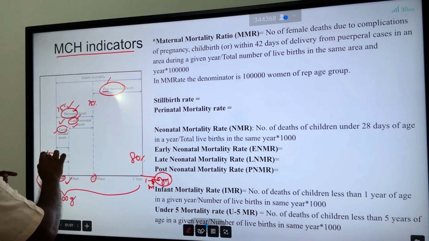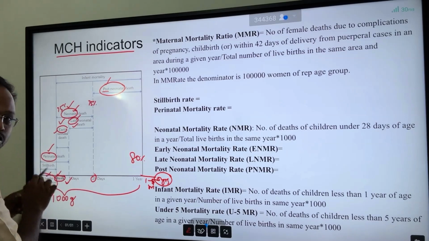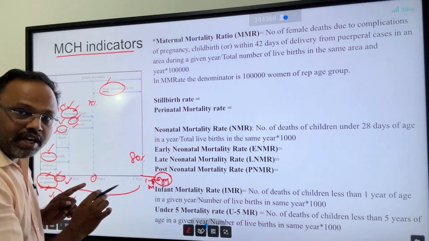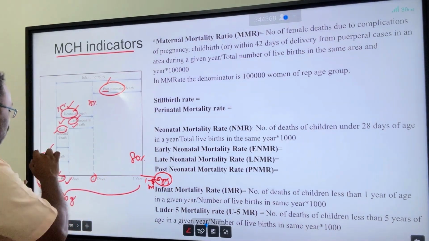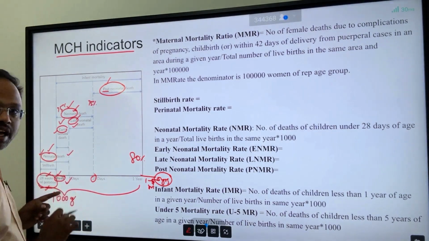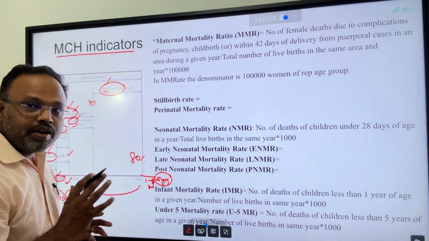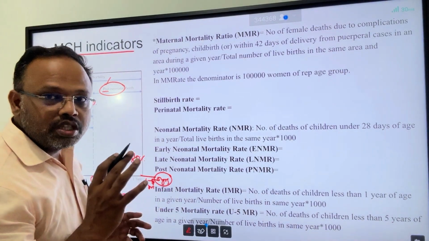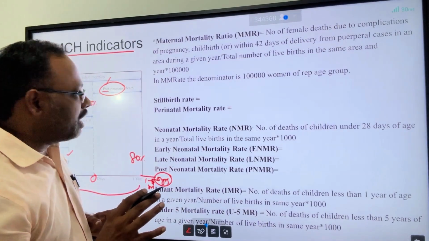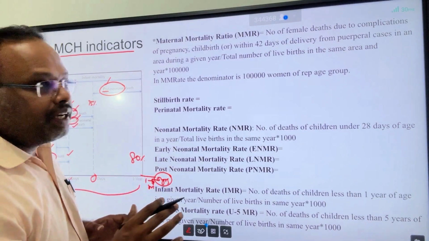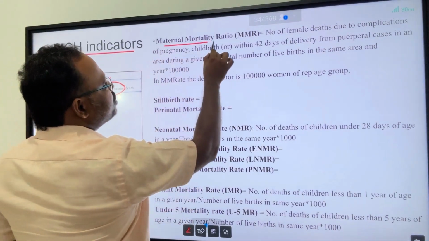And why perinatal mortality is important is, this is one indicator which indicates the quality of both obstetric and pediatric care. So perinatal mortality and perinatal mortality rates are very important to assess both the obstetric and the pediatric care. So first we move on to the indicator maternal mortality ratio.